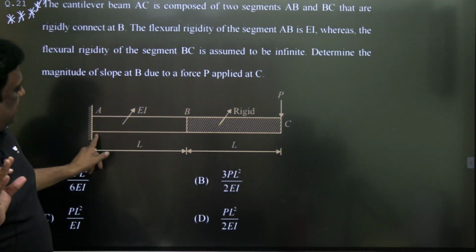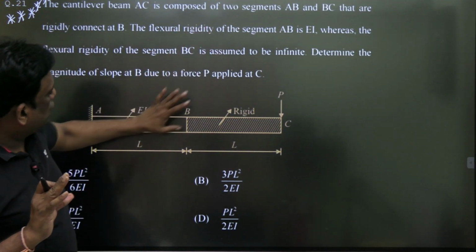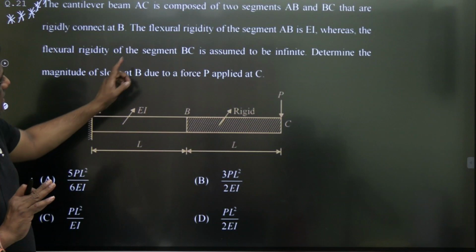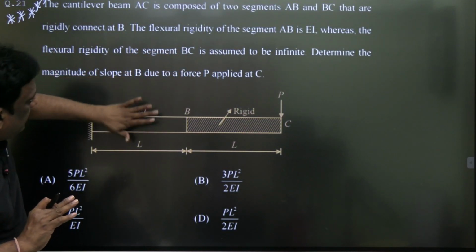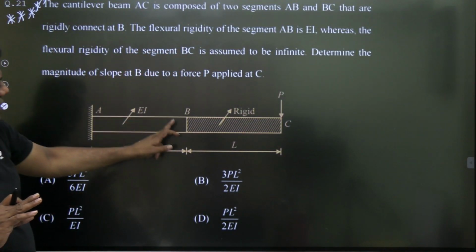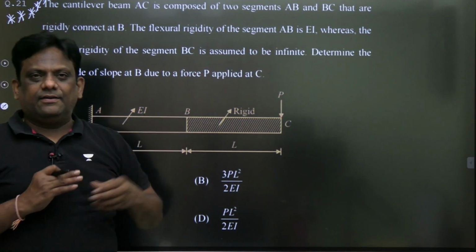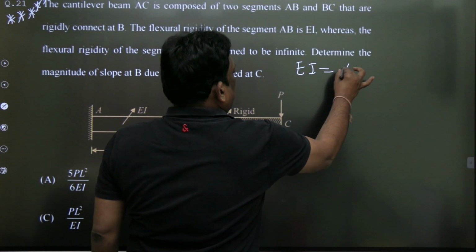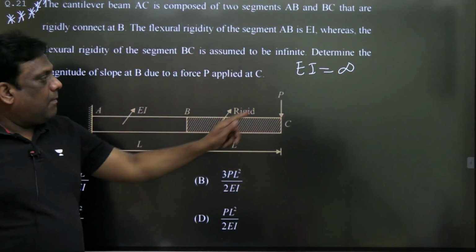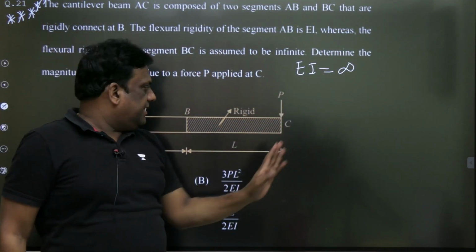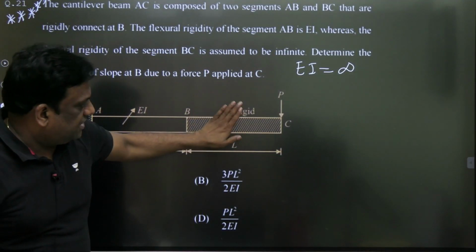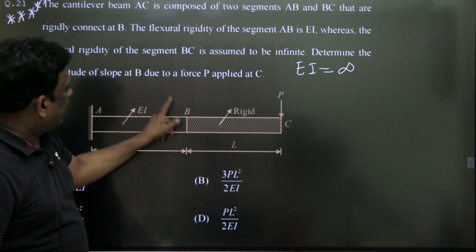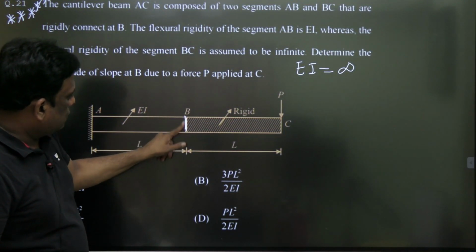A beam AC is composed of two segments AB and BC, and they are rigidly connected at B. The flexural rigidity of AB is EI, whereas the flexural rigidity of BC is infinite. What do we mean by flexural rigidity infinite? It means my Young's modulus is infinite, means it is rigid. Determine the magnitude of slope at B. He is asking slope at B.